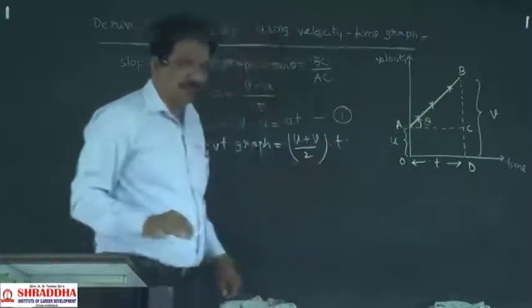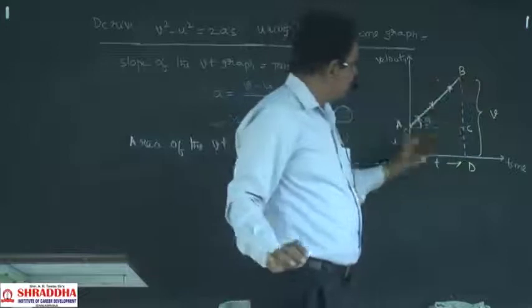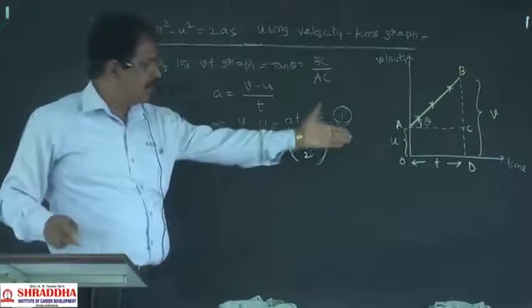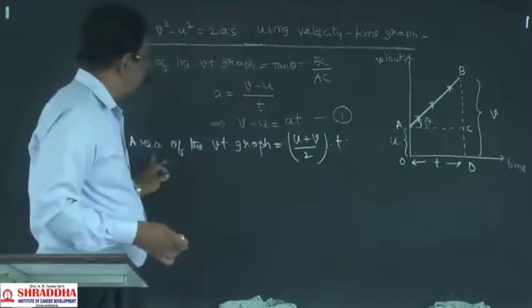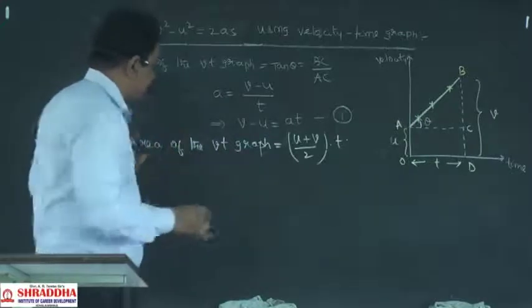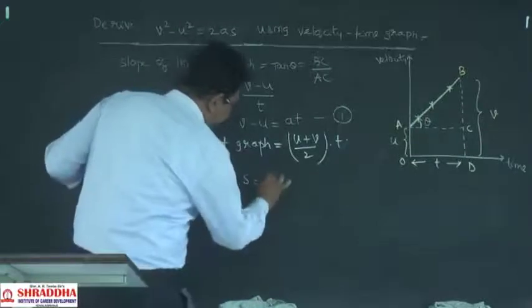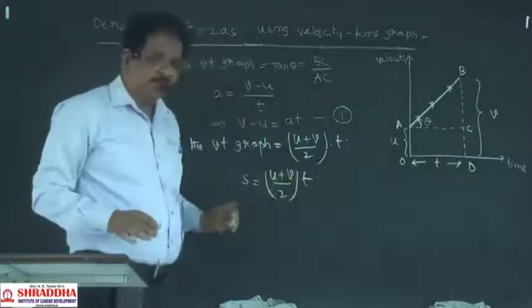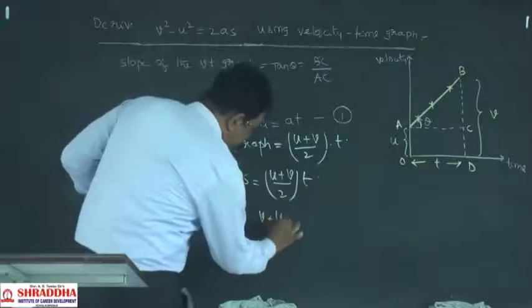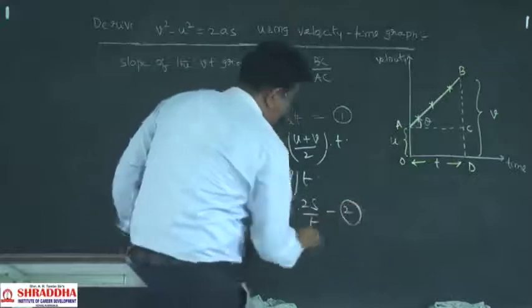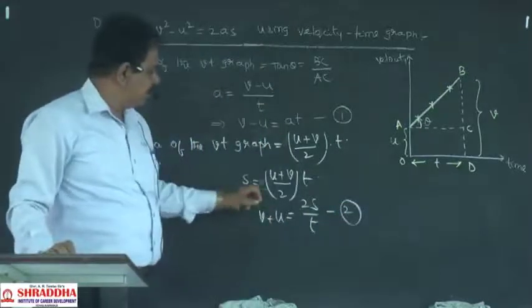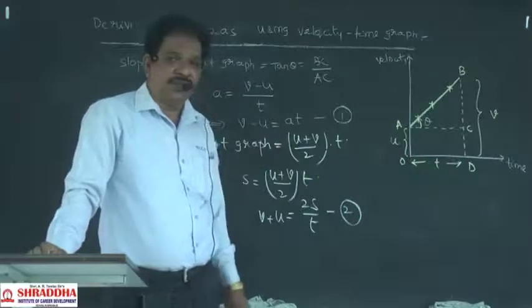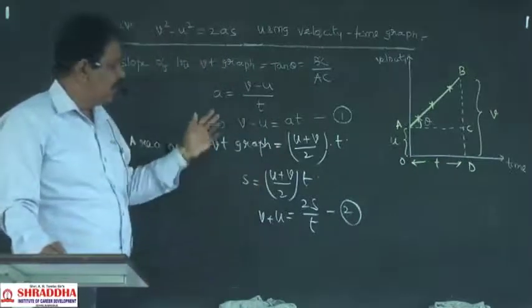Is this point understood? This side, the average of these two will be U plus V by 2 and the breadth will be equal to T. What is this value? Area will be equal to S. So S is equal to (U plus V by 2) into T. This 2 and this T we bring to one side, then V plus U is equal to 2S by T. Here V minus U is equal to AT. Multiply these two, you will get the answer.